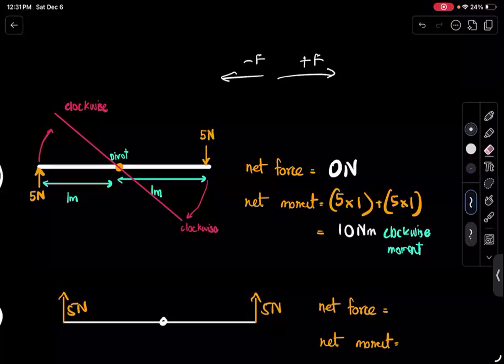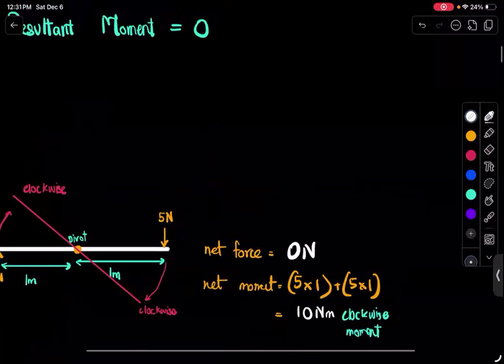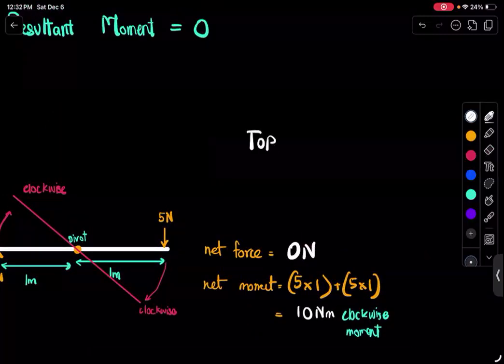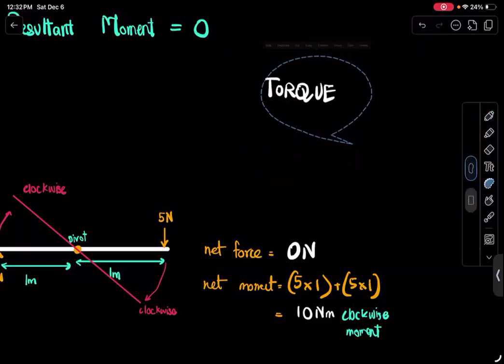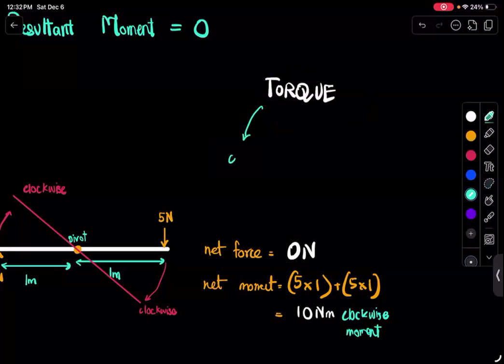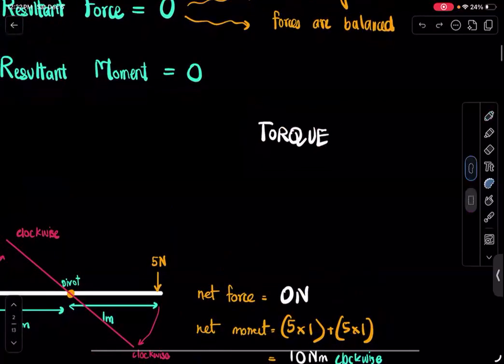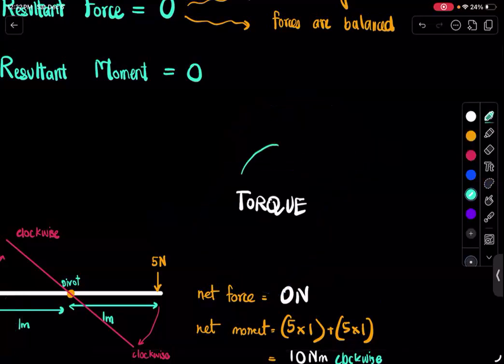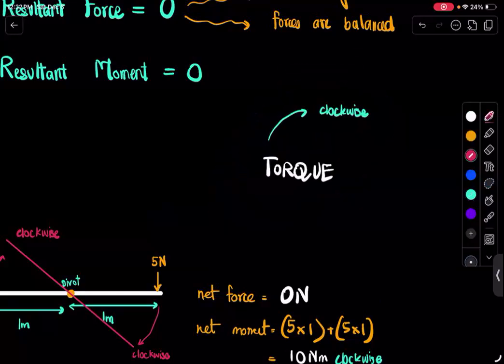But for moments, we've got two directions. For moments, it's either clockwise or anti-clockwise, right? So torque or moment is either clockwise, or torque is either anti-clockwise. Okay, so these are the two kinds of torques that exist.